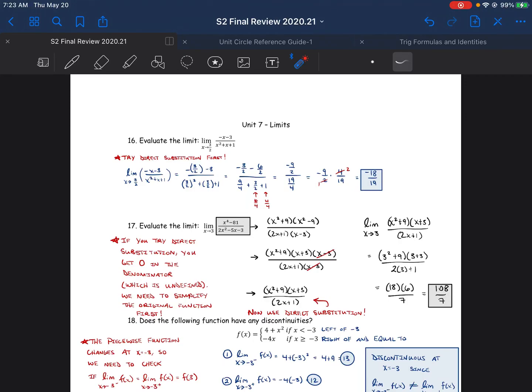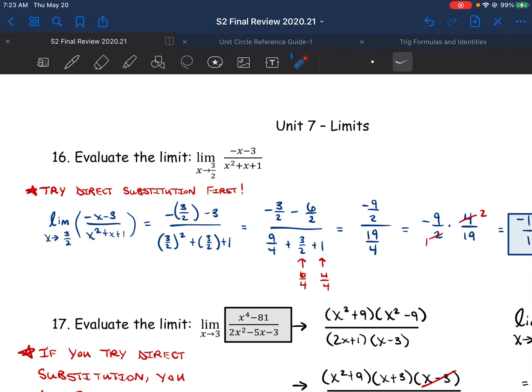In today's video, we're going to be looking at the last section of the Semester 2 final exam review and going over limits. Let's get started. So, here in problem number 16, we want to evaluate the limit as x approaches 3/2 of this function right here, negative x minus 3 over x squared plus x plus 1.